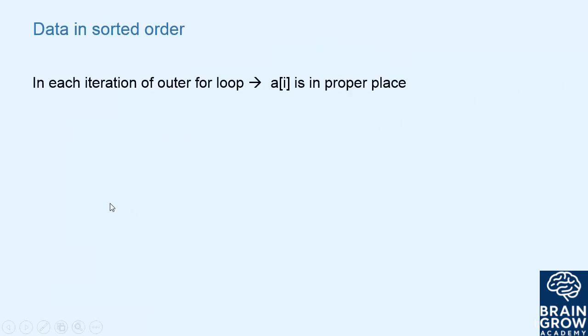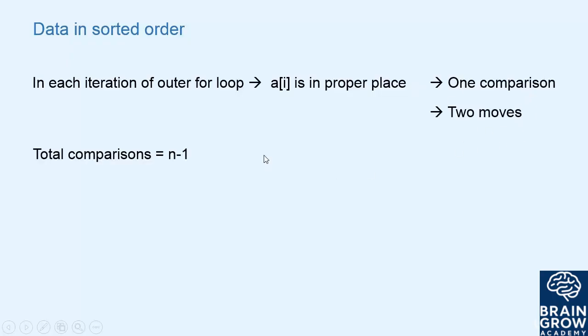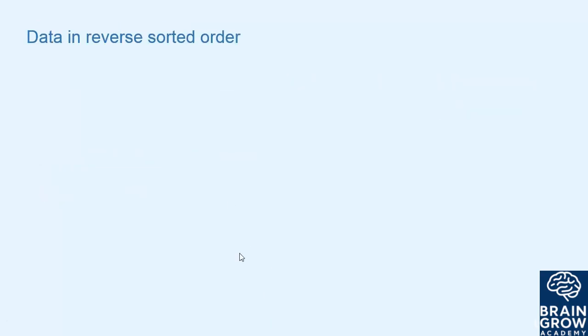In that case, in each iteration of outer for loop, A[i] will always be in its correct place. And we have seen that in this case, there is only one comparison and two moves. These two moves are for loading and unloading the variable temp. And the total number of comparisons will be n minus 1 and total moves will be 2(n minus 1), since the outer loop has total n minus 1 iterations. And so in this case, the performance is order of n.